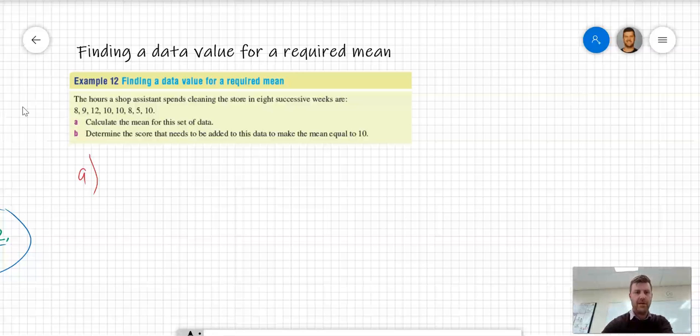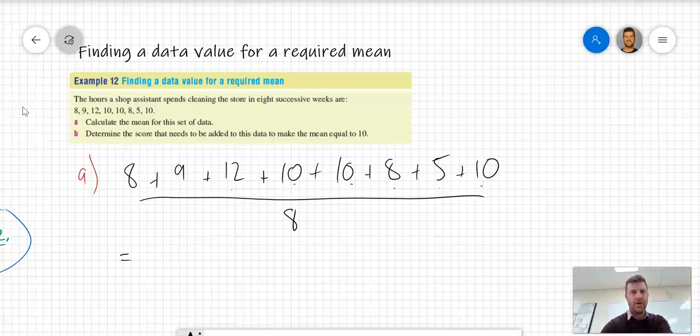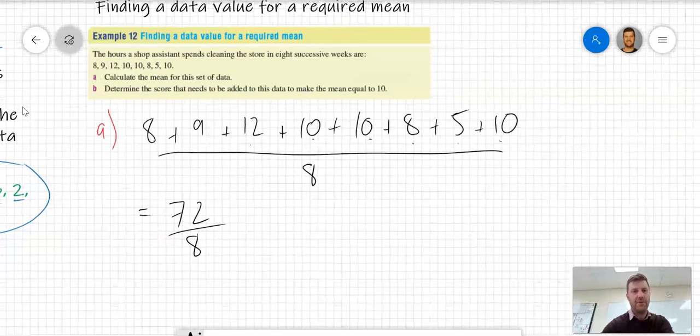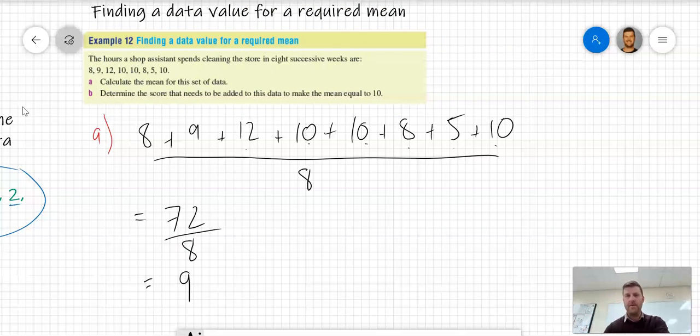To work out the mean, we're going to add all these numbers together: 8 plus 3 plus 12, plus 10, plus 10, plus 8, plus 5, plus 10. And we divide by the number of data there is. I did say 8 weeks, but I want to make sure: 1, 2, 3, 4, 5, 6, 7, 8 bits of data. Good. So add all those up on your calculator and divide by 8. All those numbers added together equals 72 hours. Divided by 8 gives me an average of 9. So on average, she works 9 hours per week.